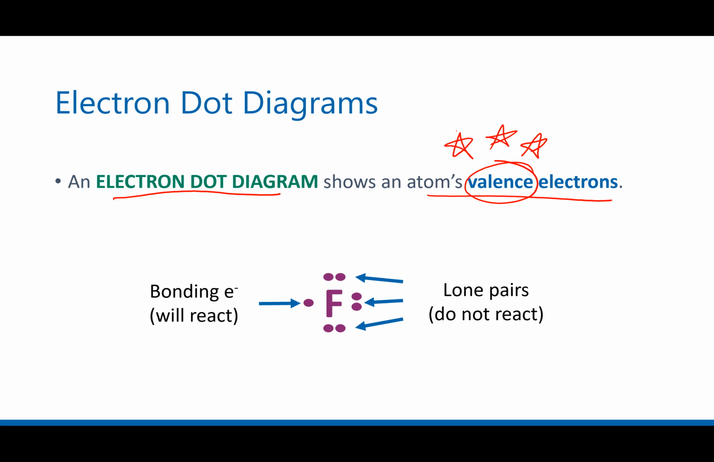The first one is lone pairs. That phrase sounds a little weird. What is a lonely pair? Well, it's not necessarily lonely, it's just called in chemistry a lone pair. These are electrons grouped in groups of 2. That means a pair.